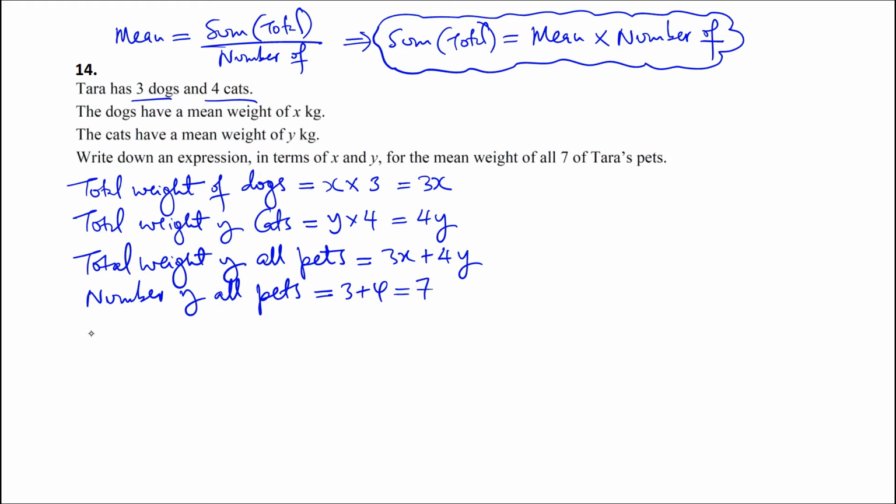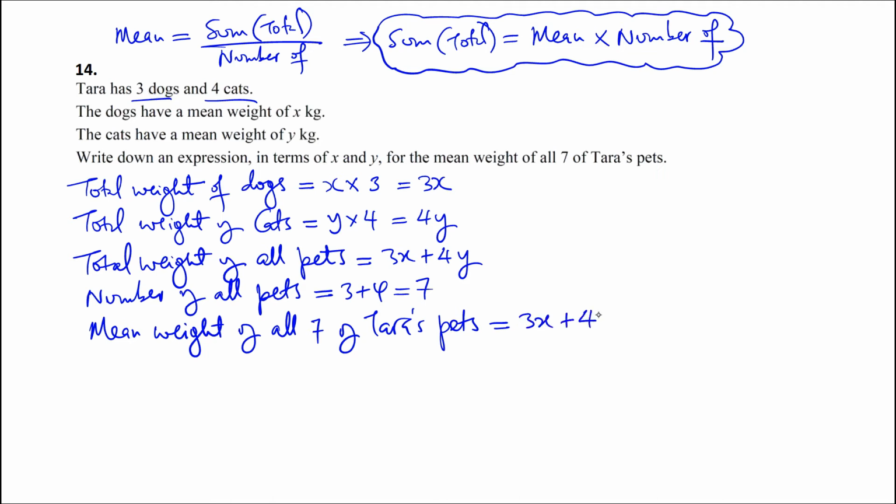So the mean weight of all 7 of Tara's pets will be equal to the total weight of all the pets, which is 3x plus 4y, divided by the number of pets, which is 7. That will be an expression representing the mean weight of all pets.